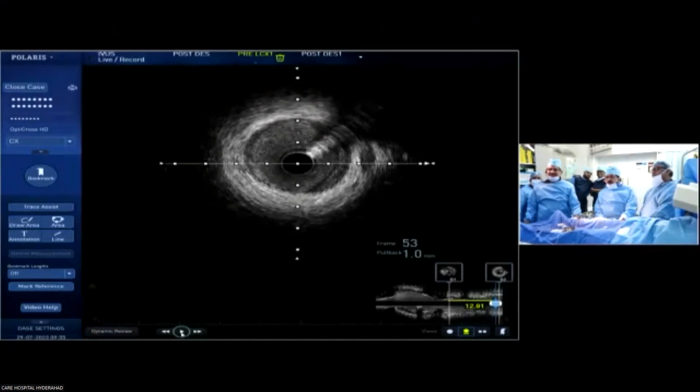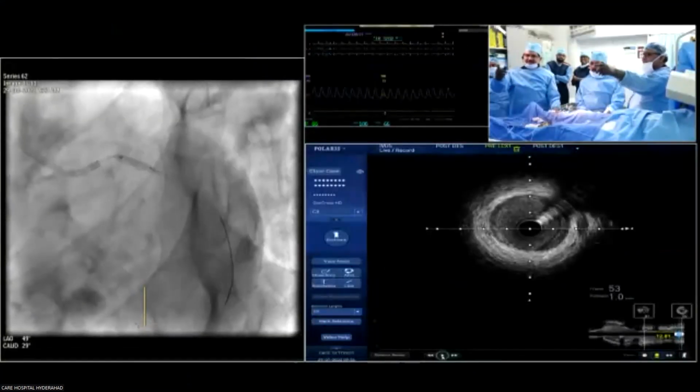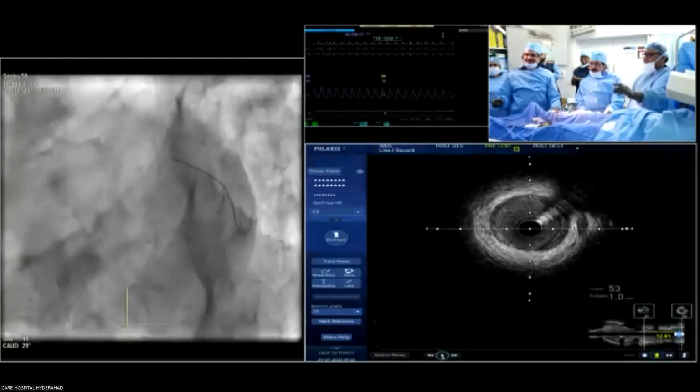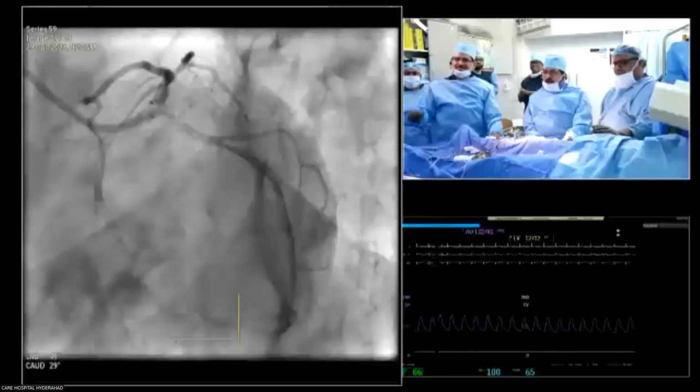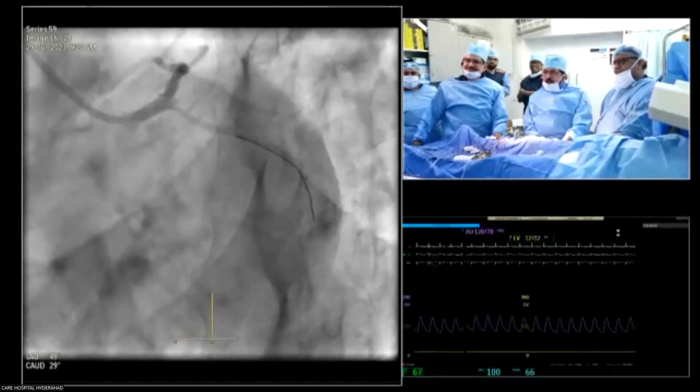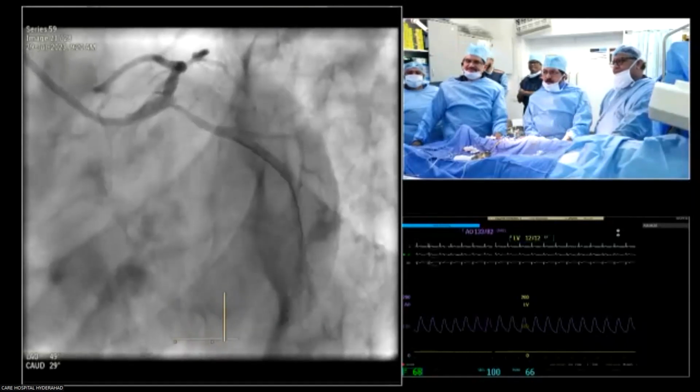So we've got a dual vessel case where you've got a CTO of a right. Can you show us the circumflex angiogram, please? Let's see the circumflex angiogram, back before the intervention. The idea of a live case is that the majority of it should be done live, so let's see if we can engender some discussion before we see the final results.